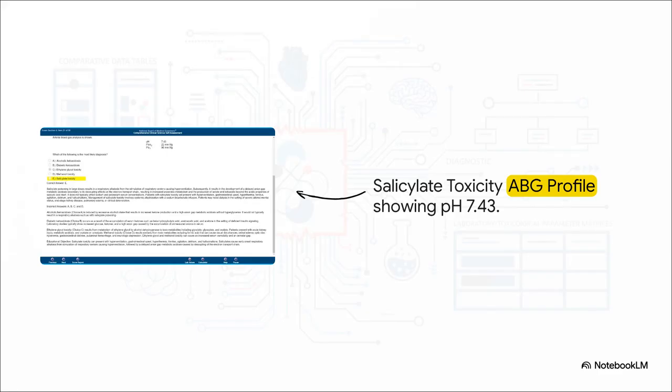Take a quick look at this arterial blood gas. We see a patient who is technically on the alkalemic side with a pH of 7.43, but with a profoundly low PCO2 of just 22. This points directly to our next big metabolic trap, salicylate toxicity.